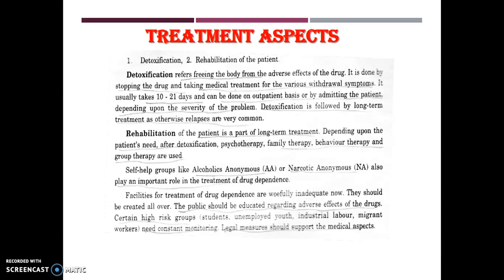Facilities for the treatment of drug dependence are woefully inadequate now. They should be created all over. The public should be educated regarding the adverse effects of drugs. Certain high-risk groups like students, unemployed youth, industrial labor, and migrant workers need constant monitoring. Legal measures should support the medical aspect.